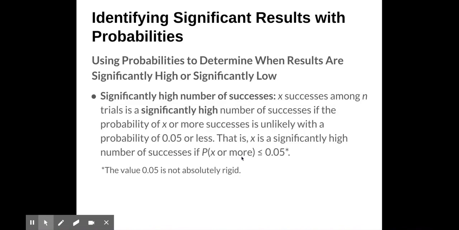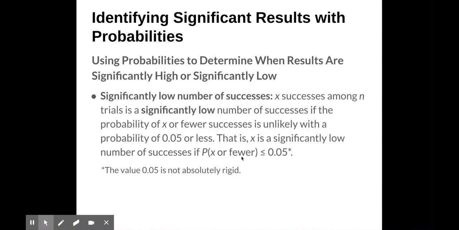So if we want to know if something is unlikely, we want to figure out if that value or more, if that probability is less than or equal to 0.05, or similarly, if that value or less is less than or equal to 0.05, we say that that is significantly high or significantly low, okay?